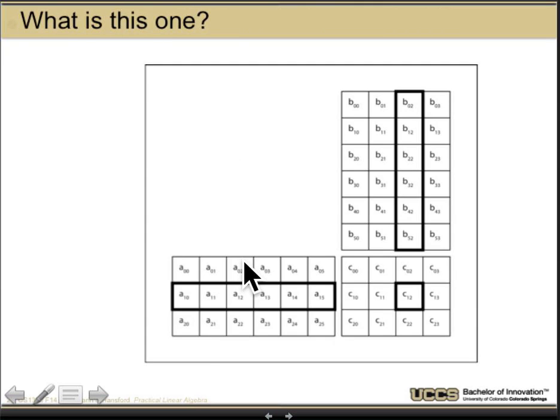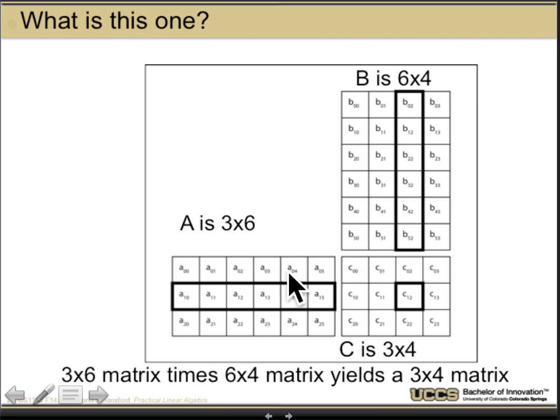Okay, so what do you see in this one? I've already highlighted that this row dotted with this column gives us this entry. And overall, what's the shape of A? It's 3 by 6. What's the shape of B? 6 by 4. The shape when we get done is 3 by 4. Notice that, in fact, the dimensions don't have to stay about the same. They can become much smaller. So a 3 by 6 matrix times a 6 by 4 matrix yields a 3 by 4 matrix, which is what we have in this example.